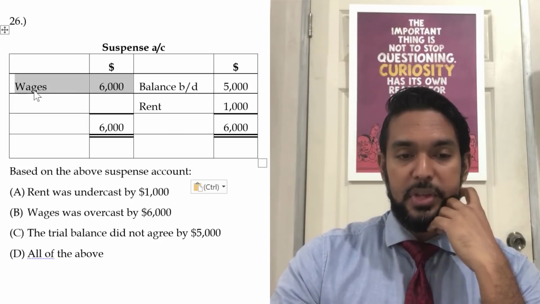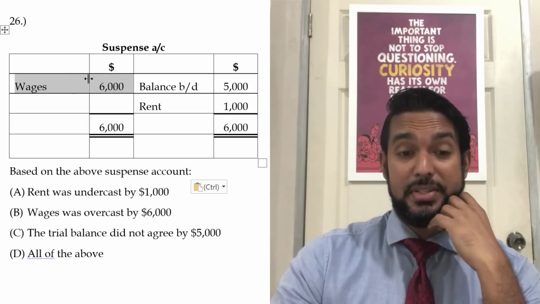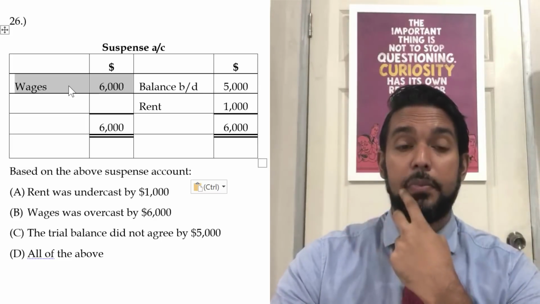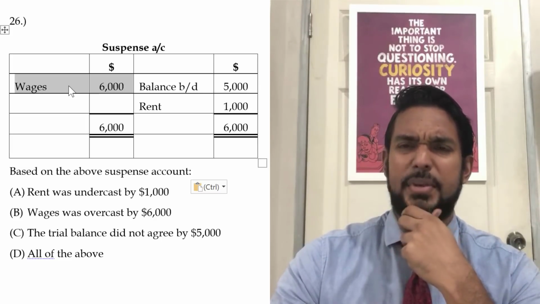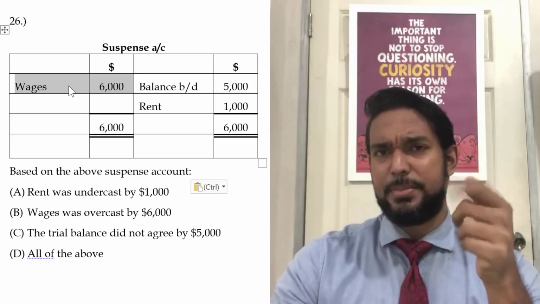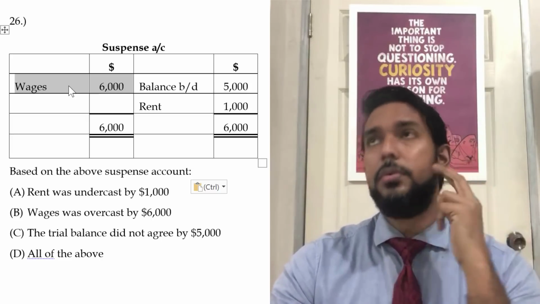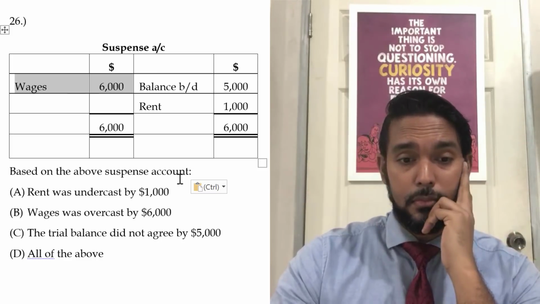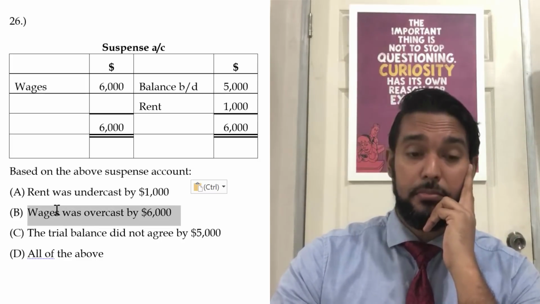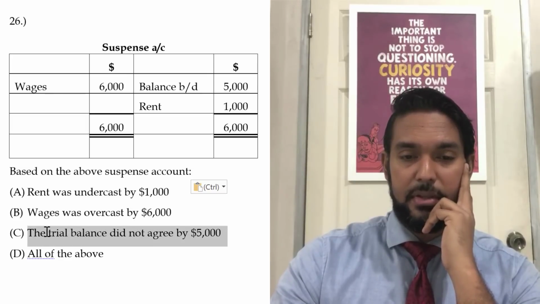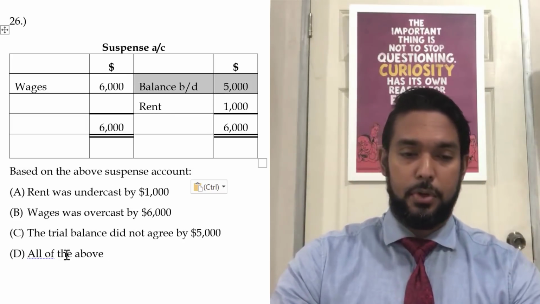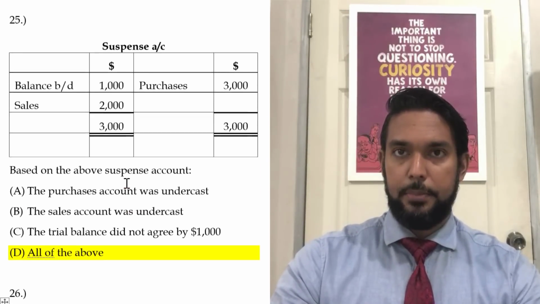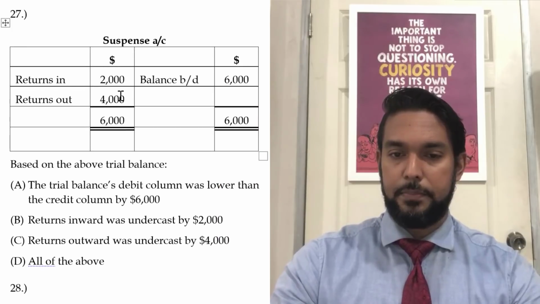Here, we have a debit to the suspense account that says wages, which means the wages account was credited. Every debit is a credit, right? And wages is an expense. If we debit an expense, it goes up. So if we credit it, it goes down. And we would want to decrease the balance in the account if it was too high, overcast. So yeah. And the trial balance did not agree by, yeah, so all three of them seem perfectly correct. Okay, let's scroll back up and let's take a look at number 27.